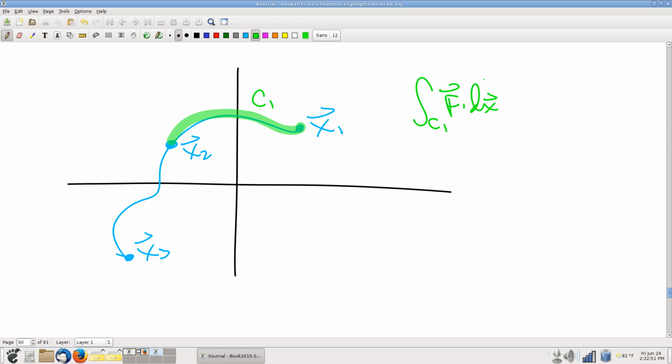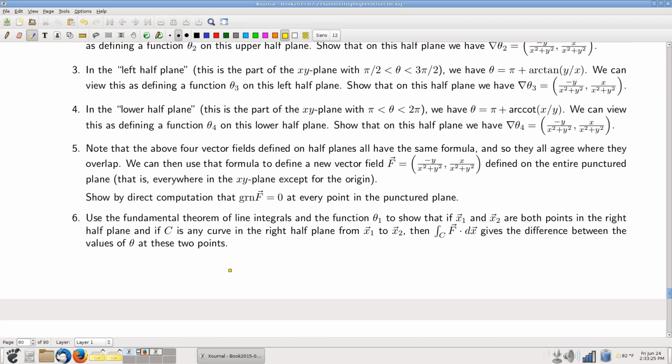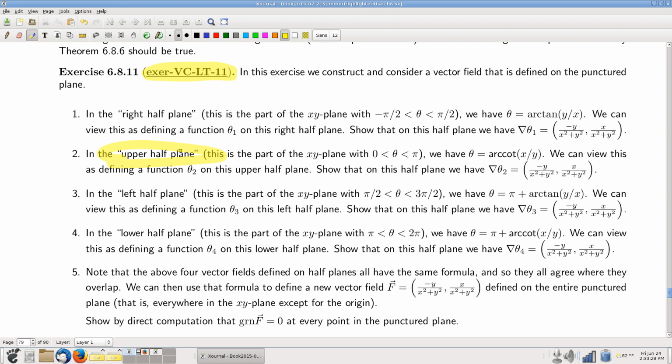Well, on C1, very importantly, we are in the upper half plane, right? And in the upper half plane, our vector field is the gradient of theta 2. Is that cool? Yeah, because going back to our givens, on the upper half plane, our vector field is the gradient of theta 2.